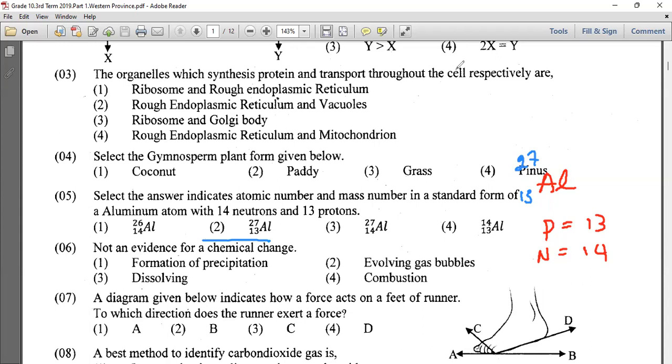Okay, so then next one: not an evidence for a chemical change. What you can remember is that chemical changes are chemical reactions. If a chemical reaction takes place, right, there would be new products formed. Let's imagine this. Carbon is reacting with oxygen gas. Solid carbon reacts with oxygen gas in the presence of heat and produces carbon dioxide gas.